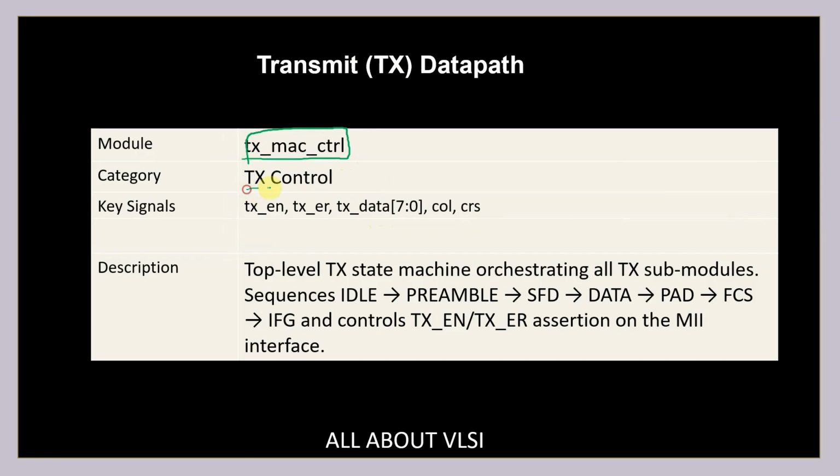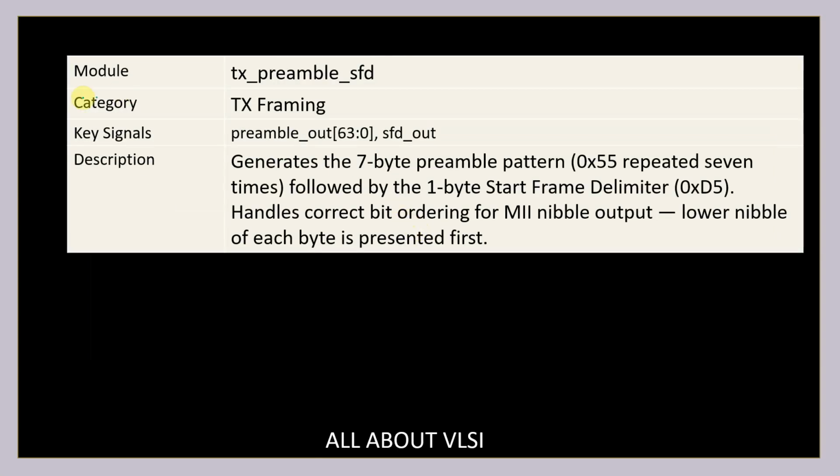This is used to control the transmitter frame, and it is going to control whatever sequences we are going to have. It performs operations such as preamble, SFD, padding, frame check sequence, and interframe gap, and it is going to control the TX enable and TX error assertion on the MII interface. So this is the top module which is going to control all these particular modules, right?